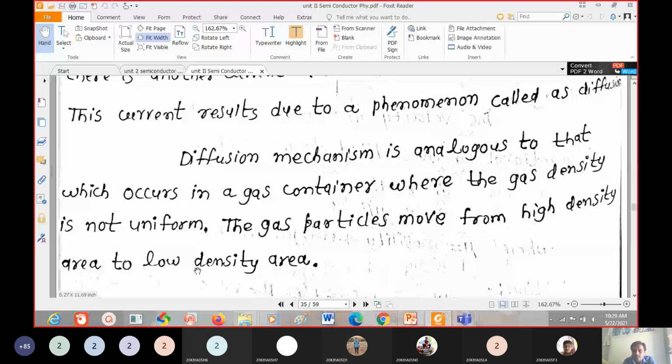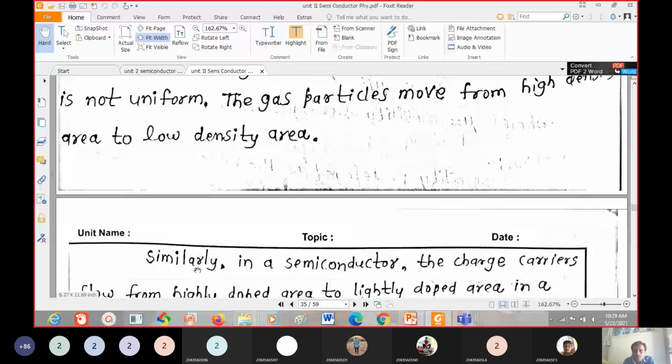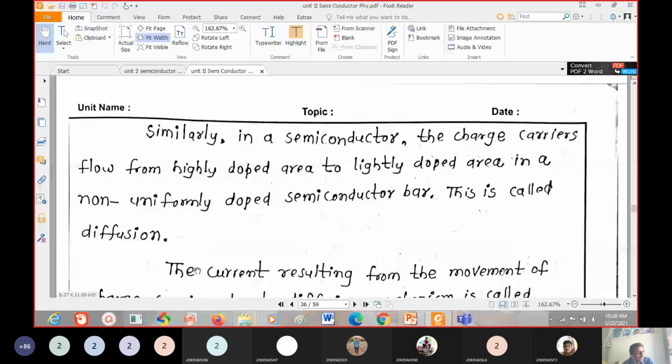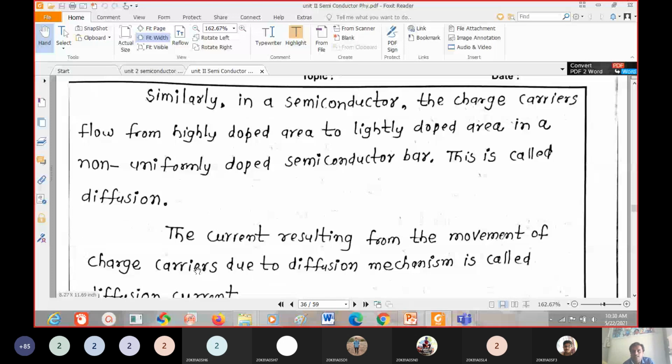Similarly in a semiconductor, the charge carriers flow from a highly doped area to a lightly doped area in a non-uniformly doped semiconductor bar. This is called diffusion. If you take a pure semiconductor and dope it from only one side, with only one type of doping, for example a pentavalent element, the electrons will diffuse from higher concentration to lower concentration. The diffusion occurs up to the equilibrium position.